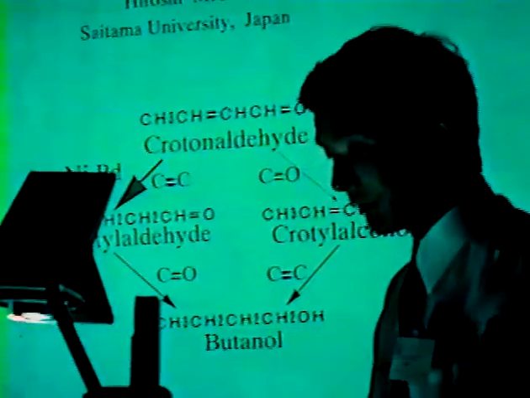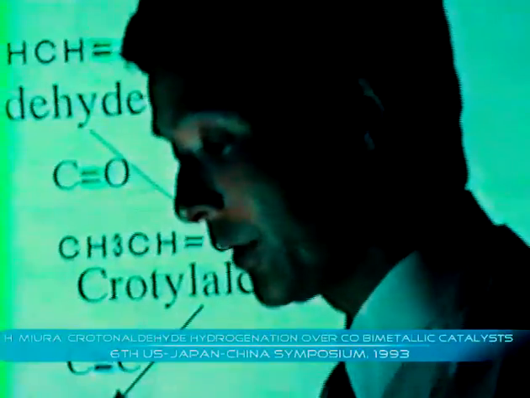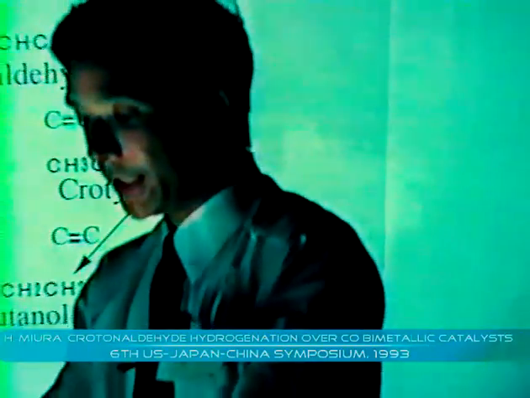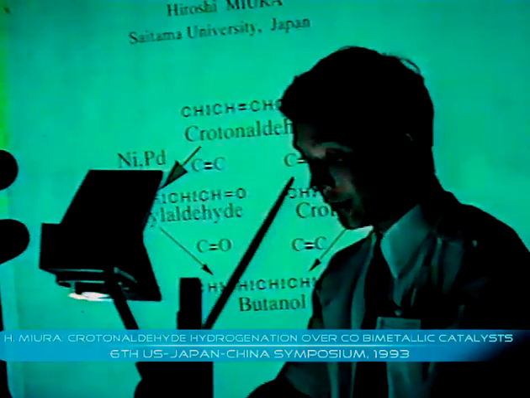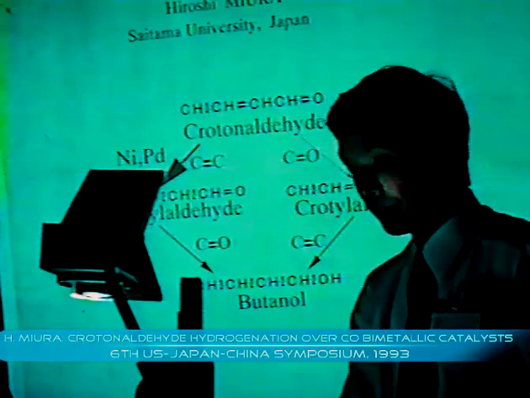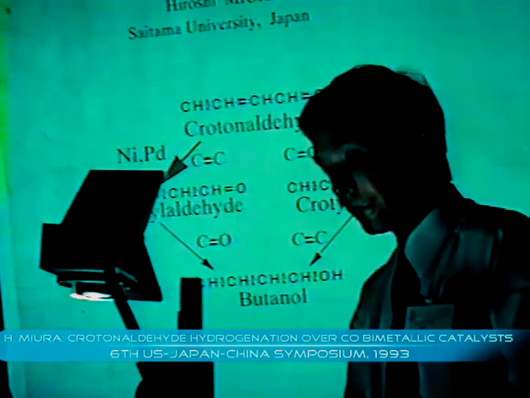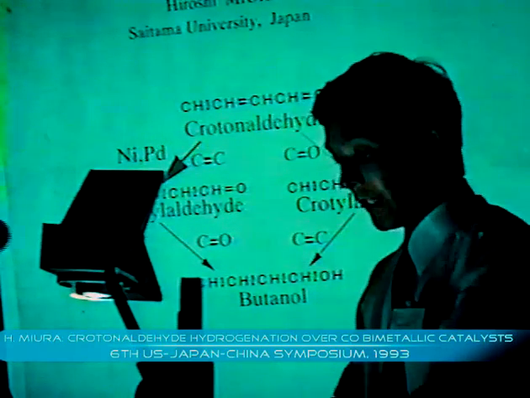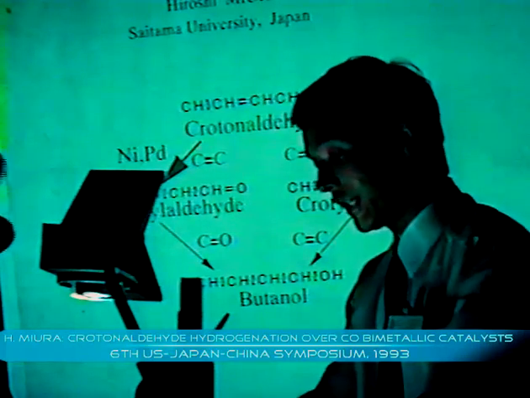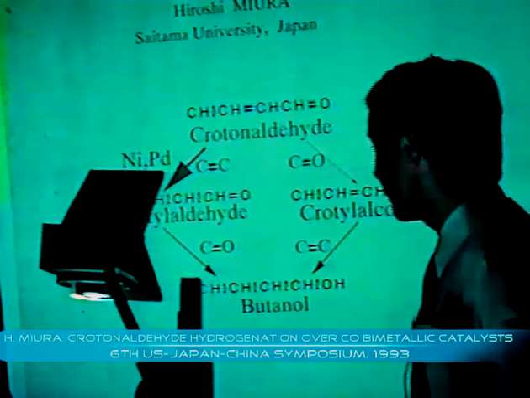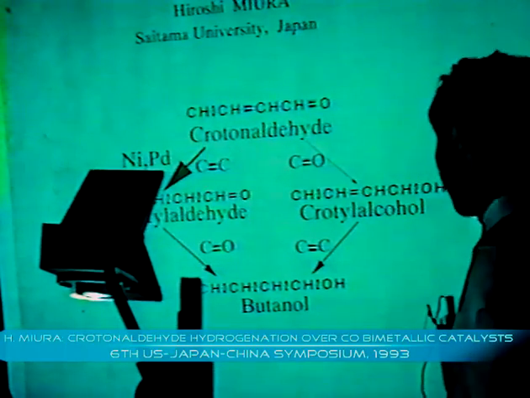By hydrogenation of the C=O double bond, crotyl alcohol is formed, and this reaction has long been a target of catalytic reaction. But hydrogenation of the C=C double bond is much easier than that of the C=O double bond, and so butyraldehyde is formed over typical hydrogenation catalysts such as nickel and palladium. And butyraldehyde is further hydrogenated to butanol. This route was used for industrial production of normal butanol.